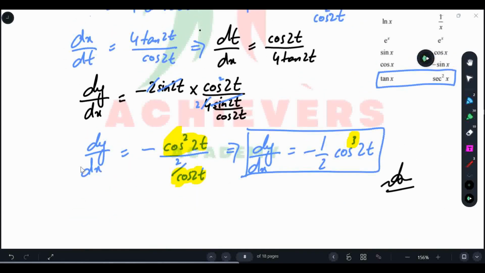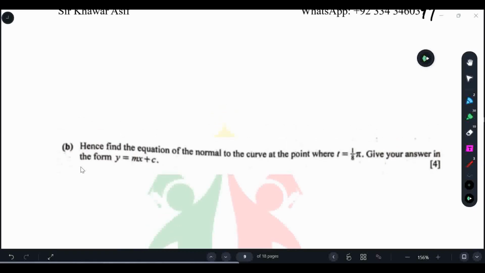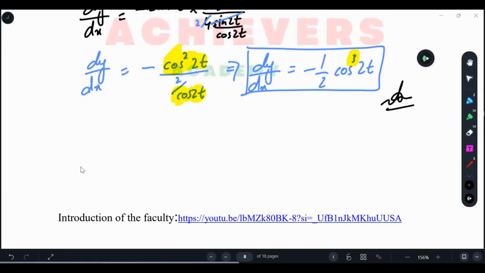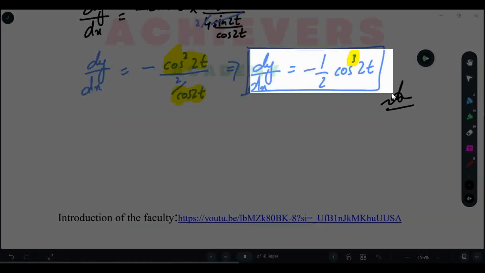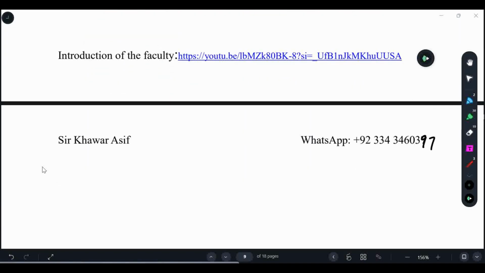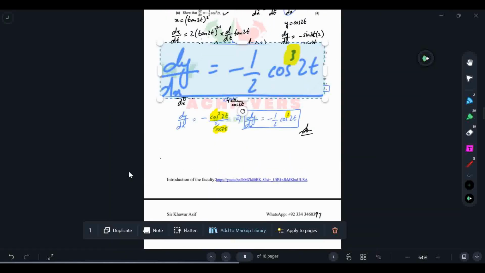Let's move to the next part, the B part. Hence, find the equation of the normal to the curve at this point. Okay, now we need to know that this dy by dx means the gradient of the curve. Basically, this was the gradient of the curve. So we need to write it over here.